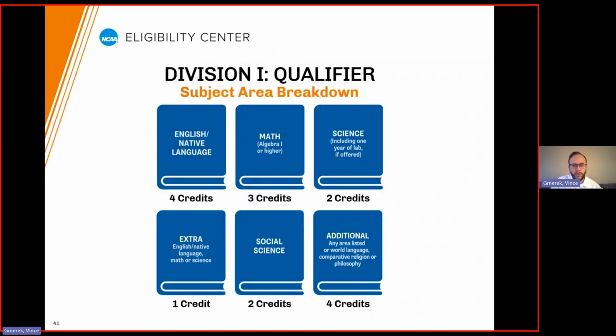So here's the Division I qualifier subject area breakdown. Again, here are the specific core course subject areas. You require 4 credits of English or native language courses, 3 credits of math, 2 credits of science, 1 of any of those English, math, or science, 2 credits of social science, and 4 credits of any additional core courses, including world languages, comparative religion, or philosophy.